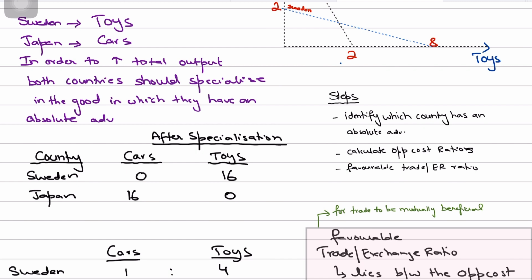This means that we need to figure out that exchange rate, or the rate at which one good will be exchanged for the other good. That is, it simply means how many toys, for example, will Sweden export in order to import certain cars, or how many cars will Japan export to import a certain number of toys, right? On what terms will the trade take place?